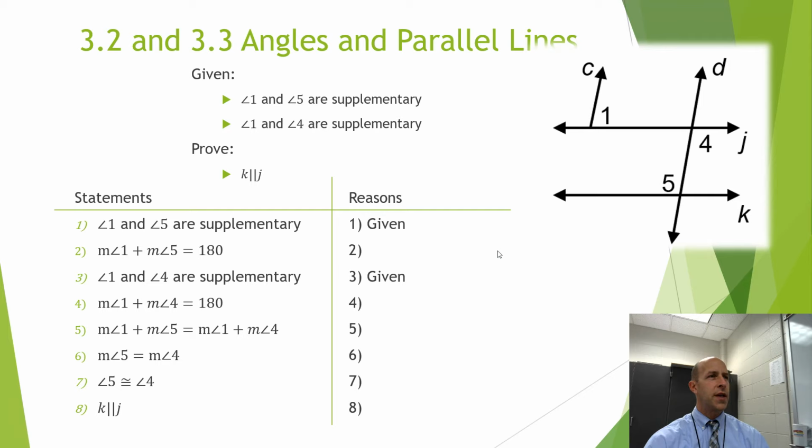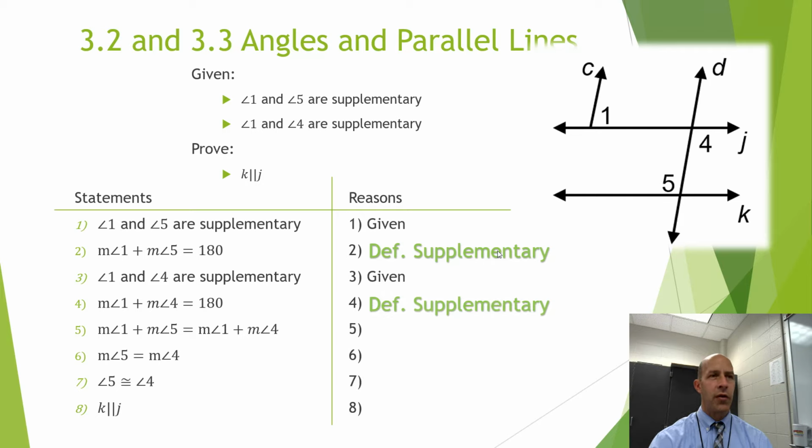So step 1 says that angle 1 and angle 5 are supplementary, which is given. And therefore in step 2 we can conclude that the measure of those angles added together is 180 by the definition of supplementary angles. Similarly, in steps 3 and 4 we do the exact same with the other given. So that's the definition of supplementary. Now look at step 5.